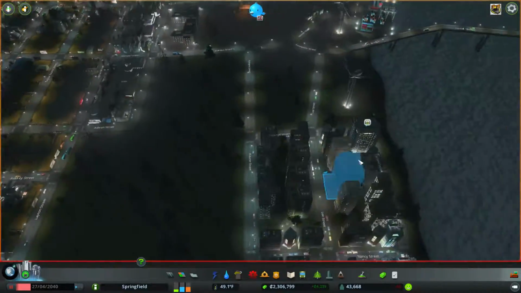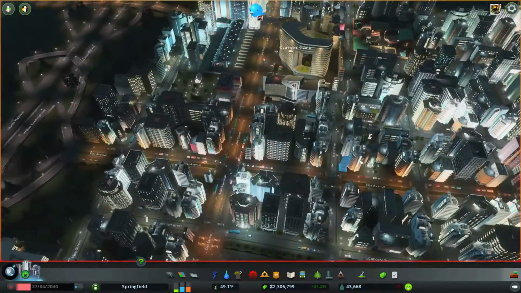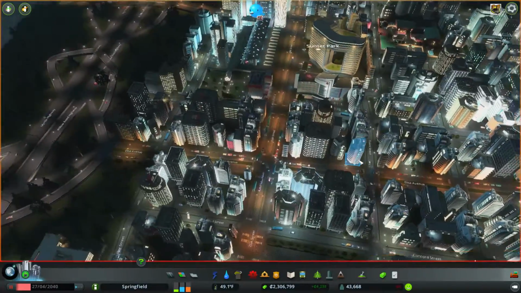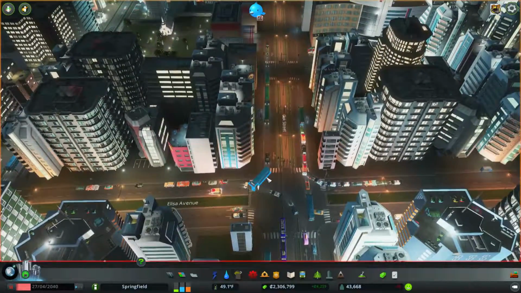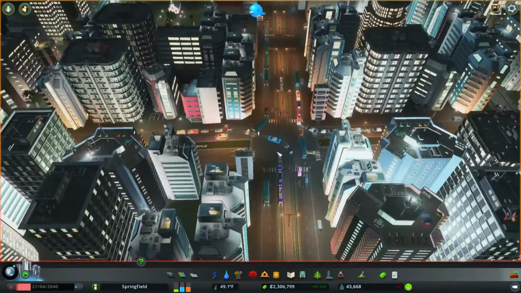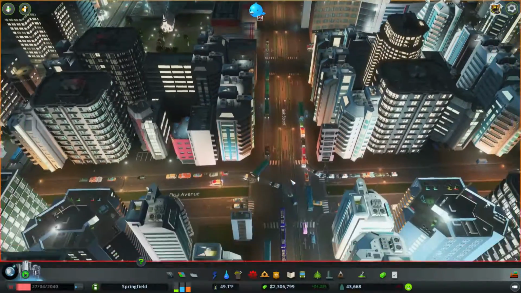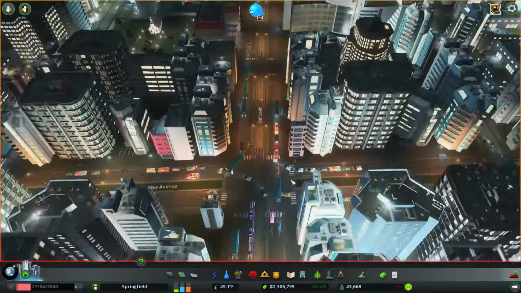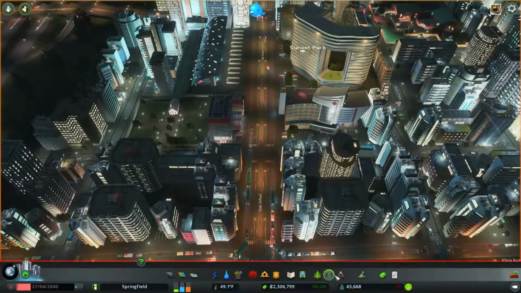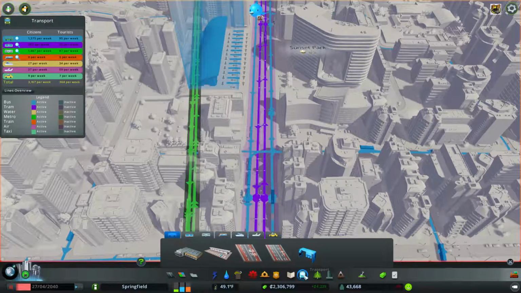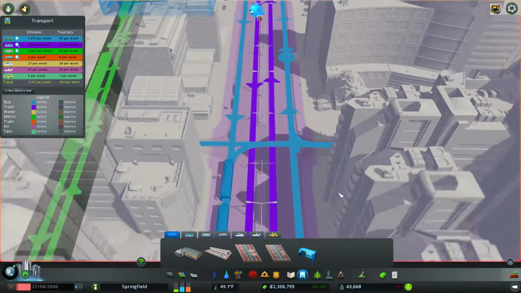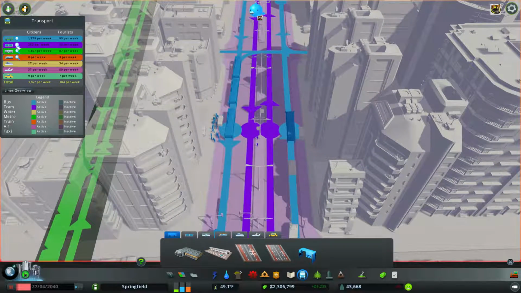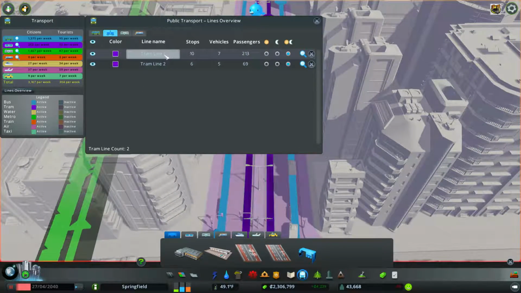So that's why it's sometimes important to put your metro stations somewhere near a bus stop or some other mass transit stop. Also, the trams are pretty cool. A tram is basically like a bus, except they can hold more people. I've only got 2 tram lines, but the reason for that is you have to have special roads.